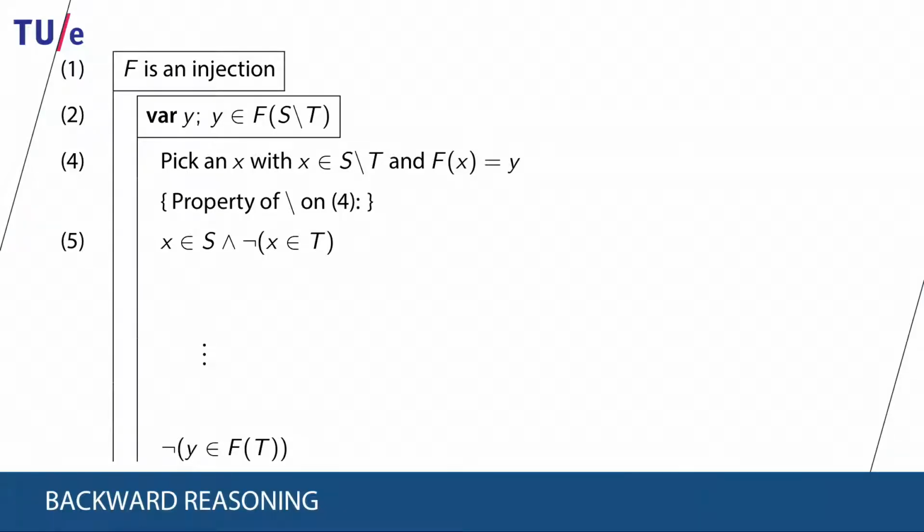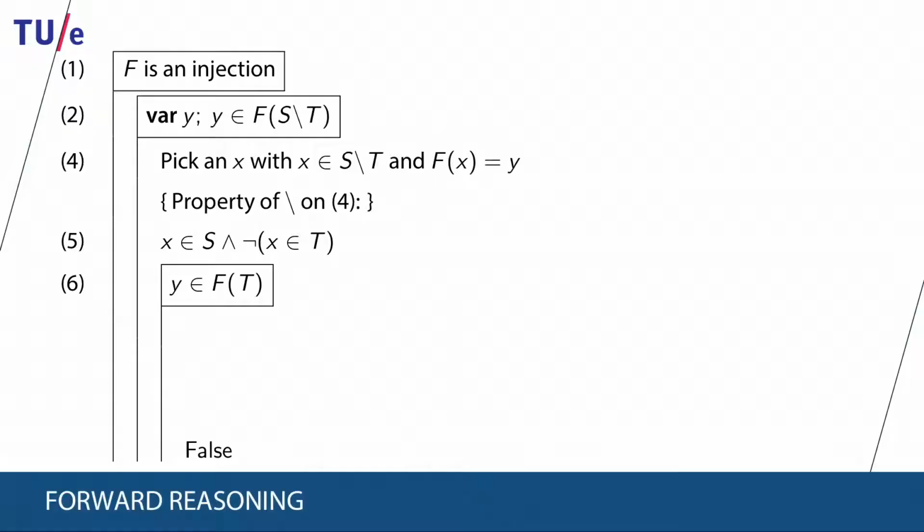It remains to establish the other goal. We do some backward reasoning first, applying the standard method for proving negations. We assume that y is in the image under F of T and derive a contradiction. Returning to forward reasoning mode, note that we may combine that F of X equals y with the generated assumption that y is in the image under F of T, to conclude that F of X is in the image under F of T. This seems to be the moment to use that F is an injection.